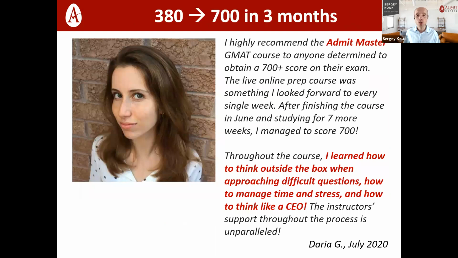Notice what she's saying. This is a person who went from 380 to 700 in just 3 months, took our course, and studied for 7 more weeks after the course. That's what we normally recommend, some additional practice. And notice how she says, I learned how to think outside the box. I learned how to manage my time and stress. And ultimately, I learned how to think like a CEO, which is what we teach in Admit Master.